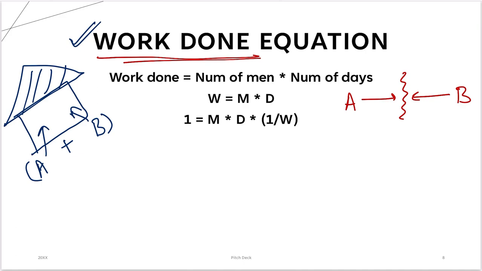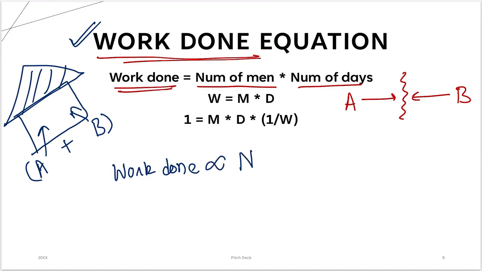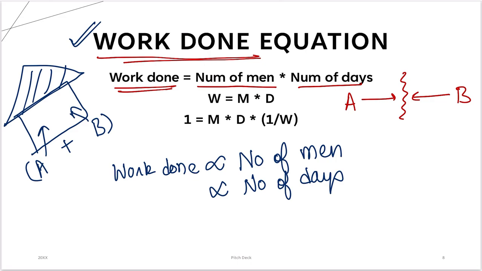So you just have to understand that work done is equal to number of men into number of days. Just for now, focus on this equation. There will be 3-4 examples followed by it. You will understand it even more. Work done by someone is proportional to how many men are there. Suppose more men are there, work will be done faster, more work will be done. And the more the number of days, the more work will be done, right?